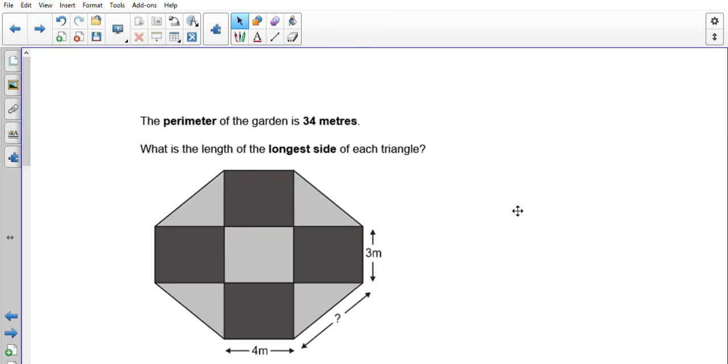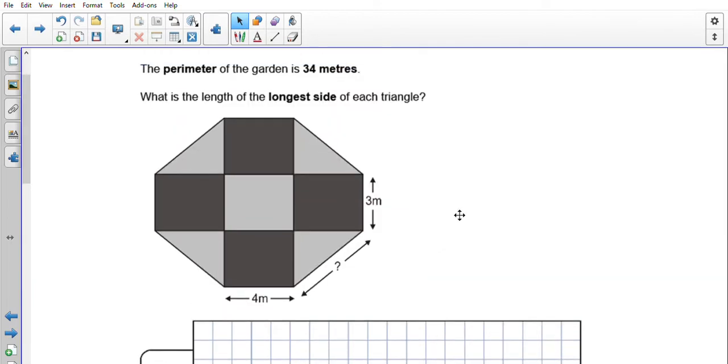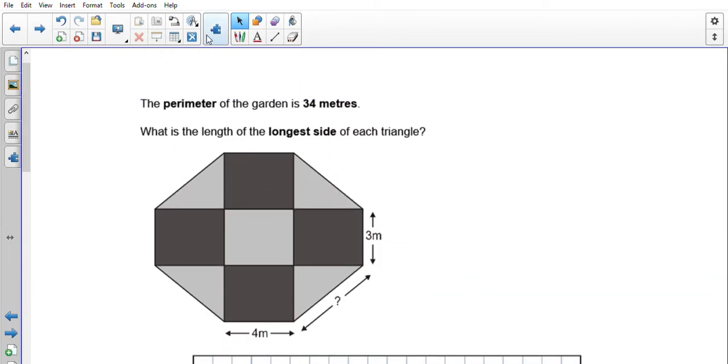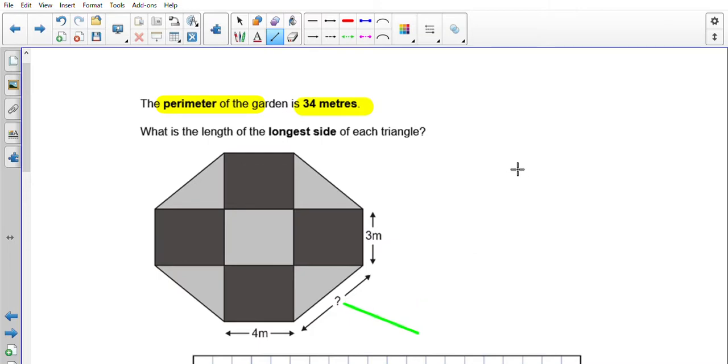Question number 4. Nope, 3b is down here. The perimeter of the garden is 34 meters. What is the length of the longest side of each triangle? So the perimeter distance all the way around the outside. What is the length of the longest side of each triangle? Okay, so I've got a total perimeter. I don't know the length of the triangles, but that's fairly straightforward to work out. We're trying to work out this side here.